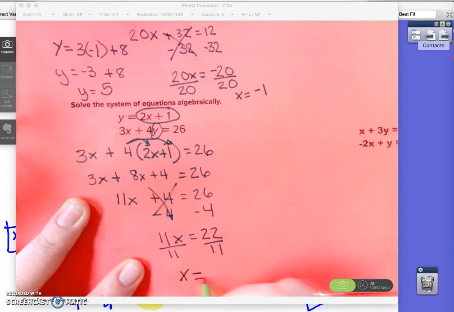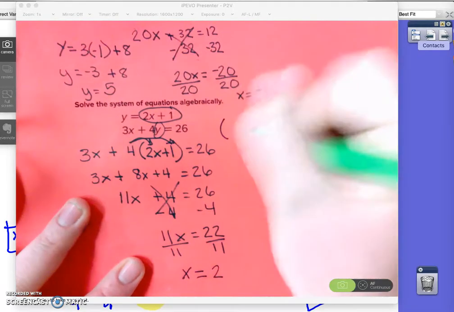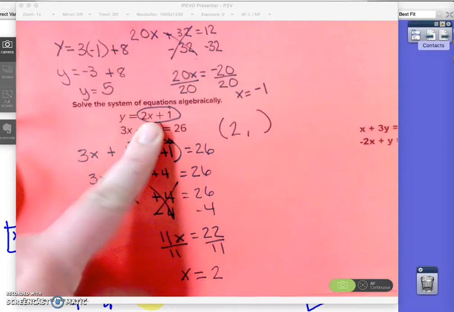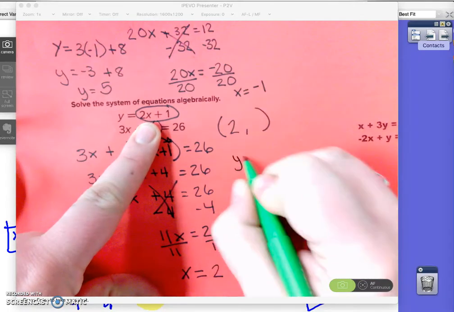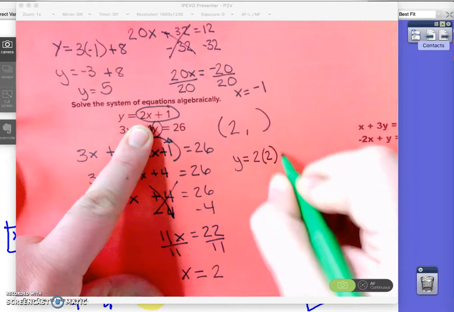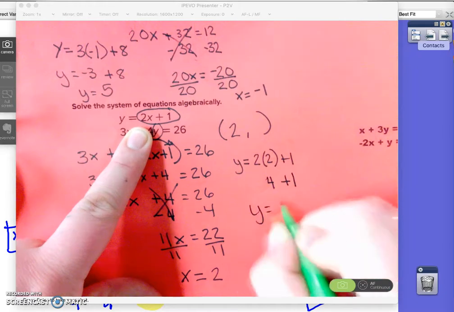And x equals 2. So now I have 2 for my x, and I need to solve for y. So I'm going to go up here and I'm going to rewrite y equals 2 times 2 plus 1. So that's 4 plus 1. Y equals 5.